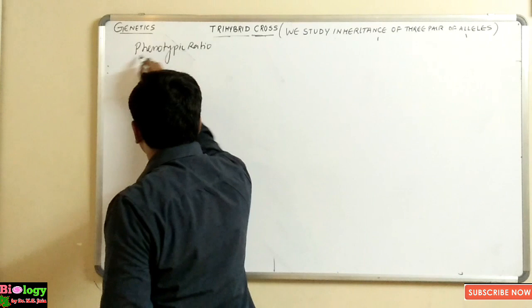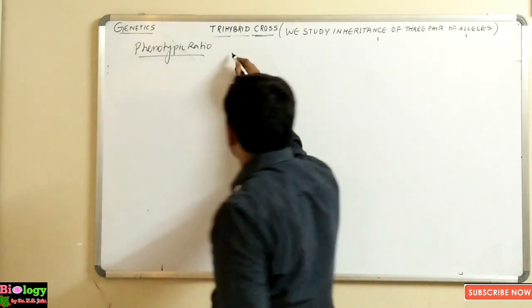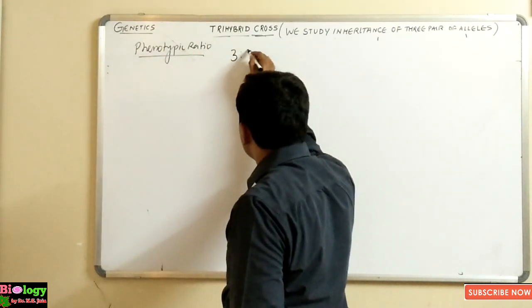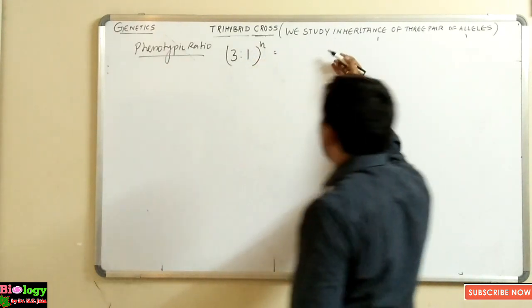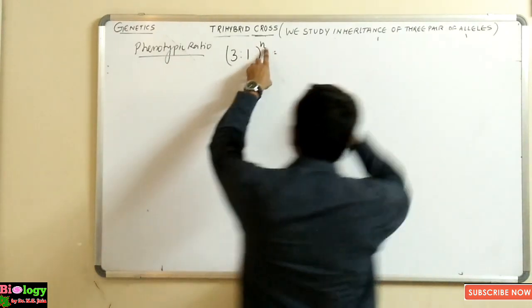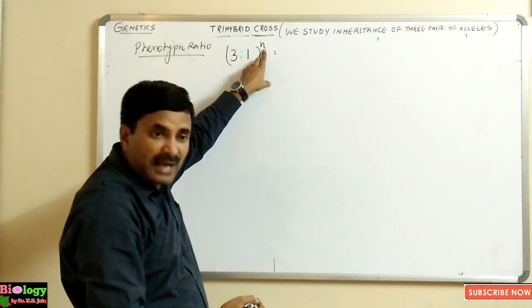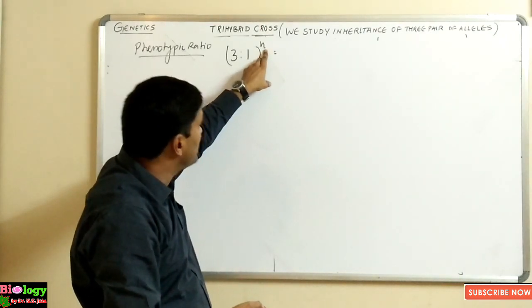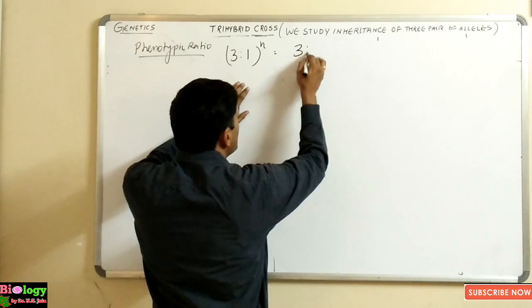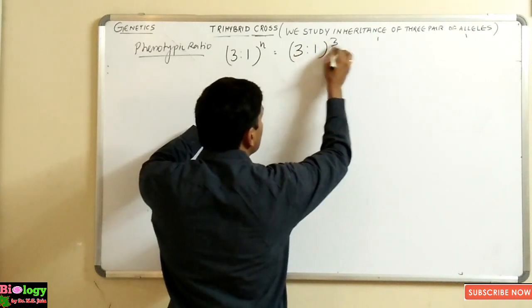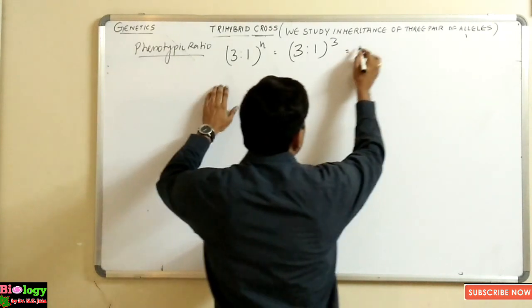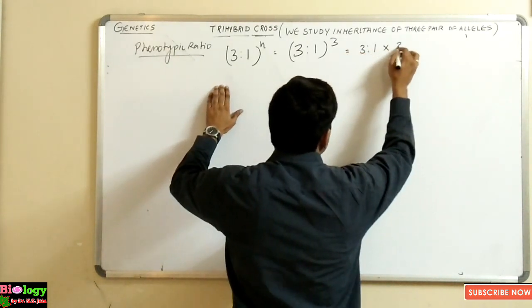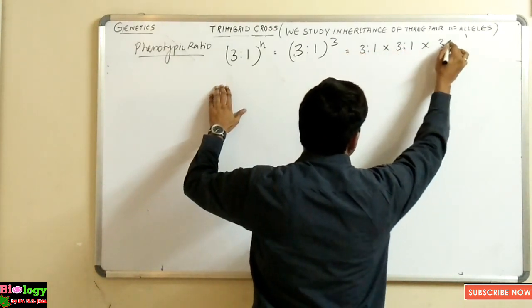Okay, so to calculate the phenotypic ratio of a trihybrid cross, we use the formula (3:1) to the power of n. As we know, in a monohybrid cross we used the power 1, in the dihybrid cross we used the power 2, but in a trihybrid cross we will be using the power 3. Then we will calculate the phenotypic ratio. So how will we calculate it? 3:1 into 3:1 into 3:1.